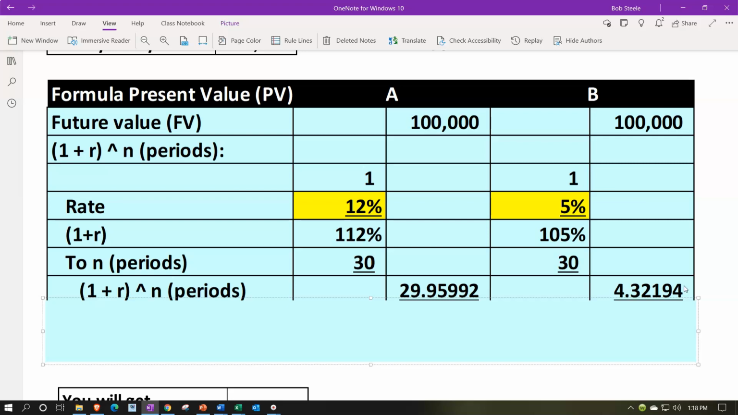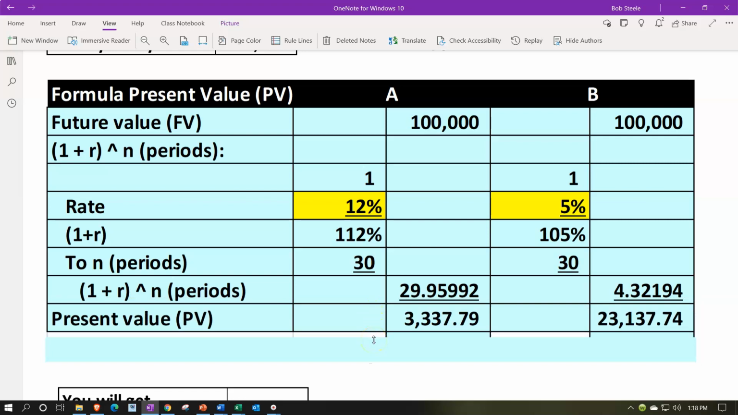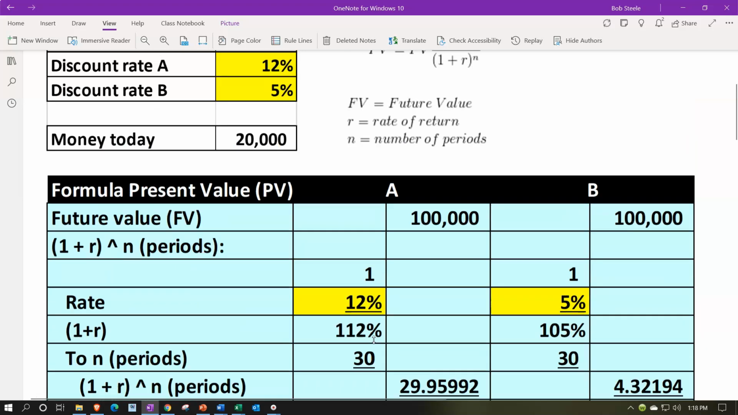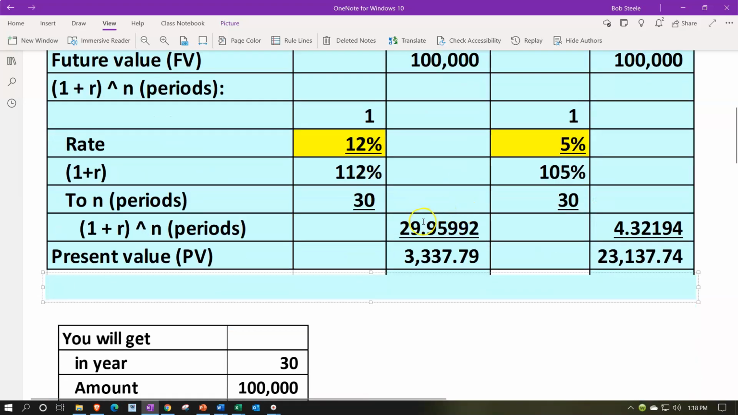So be careful with instructions on things like test questions. Probably wouldn't matter in practice because those rounding deviations would not be material enough, most likely, to change a decision-making process, but can be utilized in test questions. And then the present value, if we take the final calculation, is the future value, the 100,000 here, divided by the denominator, which we came to here.